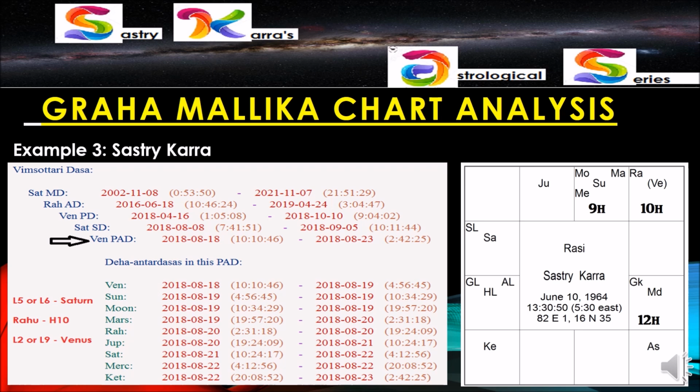And then comes the Venus Pratyantra Dasa, Saturn Sukshmantra Dasa, and let's go and try to look at the Dehantar Dasa during those days. If you look at it on August 19th, from 5 a.m. all the way till midnight of August 19th, in Dehantar Dasa, Sun, Moon and Mars are the 3 major planets that are going to be impacted if you look at it on an hourly basis.